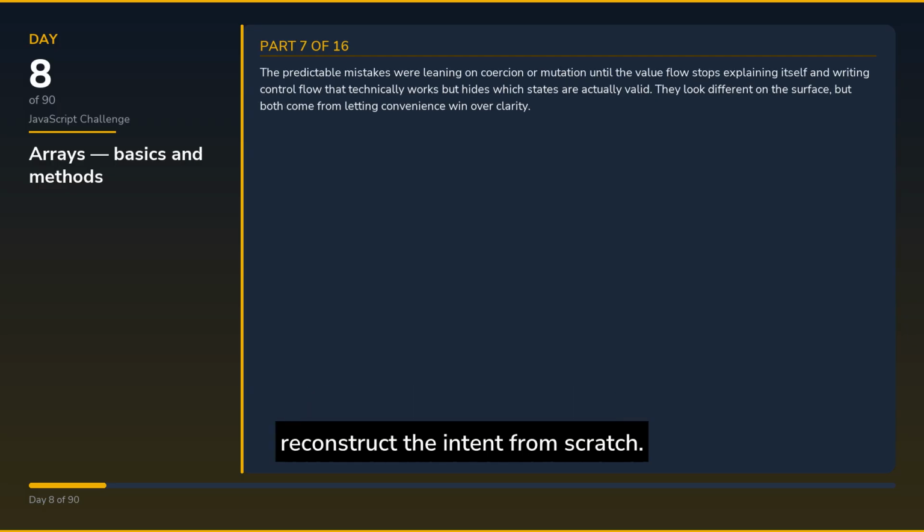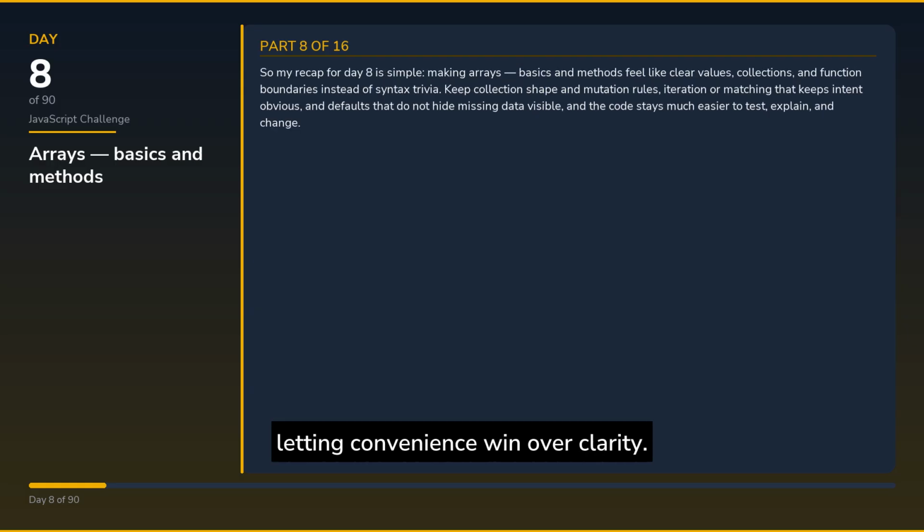The predictable mistakes were leaning on coercion or mutation until the value flow stops explaining itself, and writing control flow that technically works but hides which states are actually valid. They look different on the surface, but both come from letting convenience win over clarity. So my recap for day 8 is simple: making arrays basics and methods feel like clear values, collections, and function boundaries instead of syntax trivia. Keep collection shape and mutation rules, iteration or matching that keeps intent obvious, and defaults that do not hide missing data visible, and the code stays much easier to test, explain, and change.